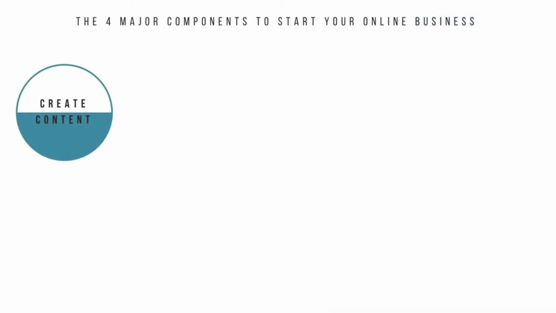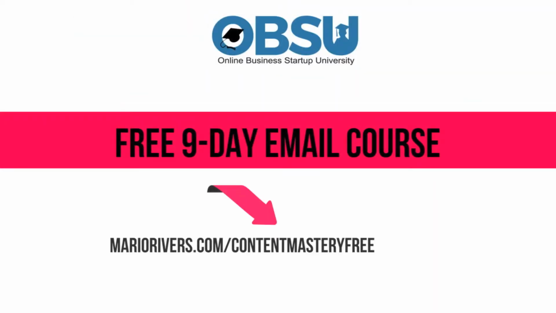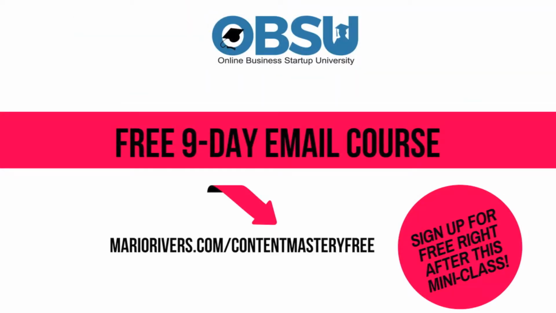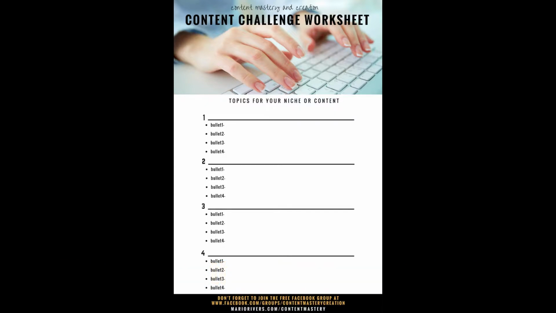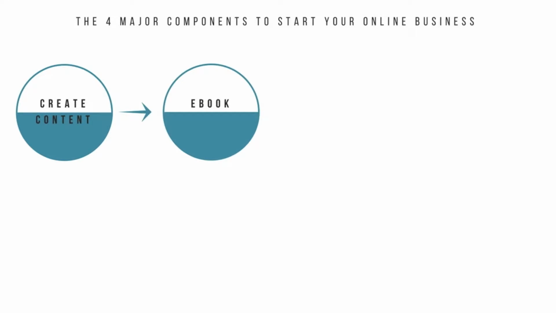The first thing you want to do is create content. In my 9-day email course, I tell you to sit down, focus and just batch content. Create a few topics, say 10 or 20 topics, and this is going to be blog posts. You write the blog posts, then from those blog posts you create an ebook. This is just an example, but it's how quickly you can get a product if you don't have one.